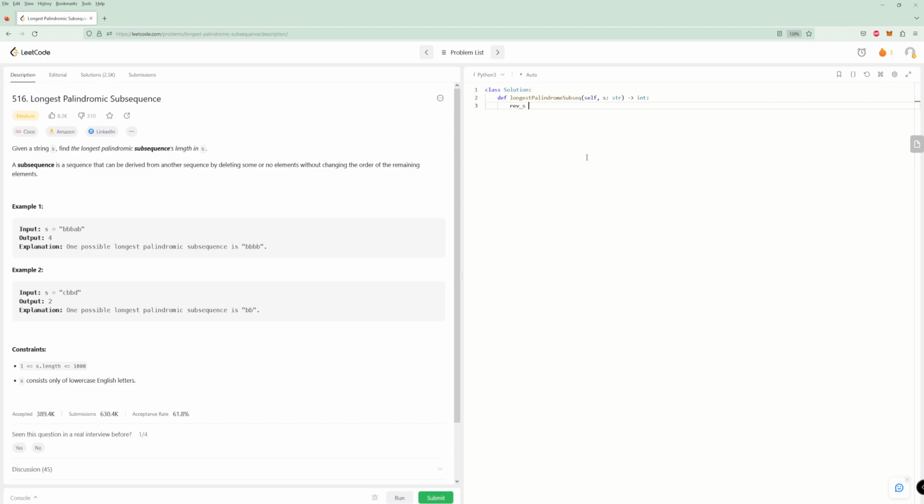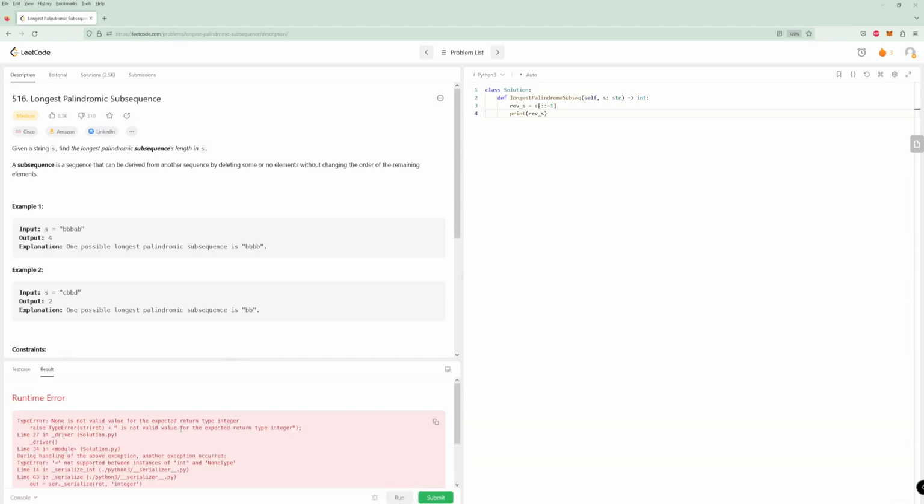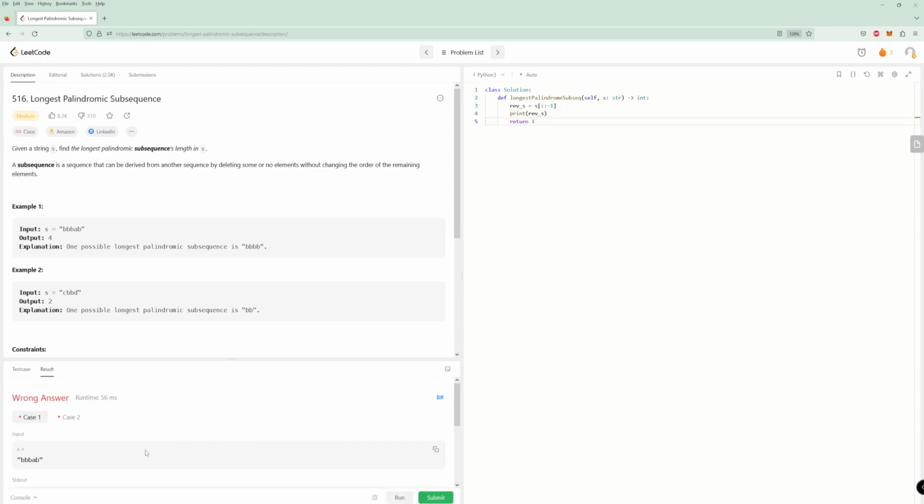So let's just say rev s equals s, and then that's just going to be this reverse. I believe you can do that, so let's just try to print that just to make sure. Let's just return 1 or something for now. Okay, so B, B, B, A, B, and then, yeah, so this is the reverse. Okay, perfect. So that's what we wanted.